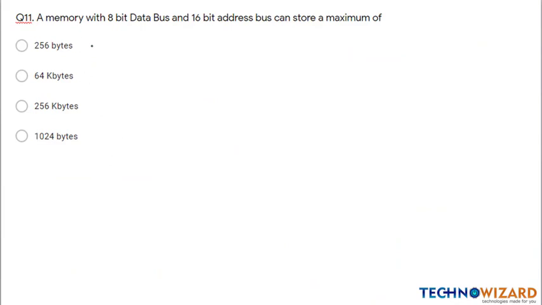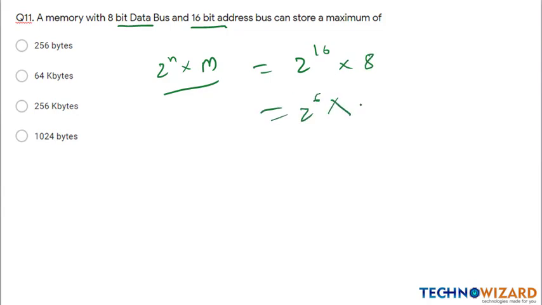Next, a memory with an 8-bit data bus and 16-bit address bus. To find the memory, we know that the formula is 2 raised to n into m, where n is the number of address lines. That is 2 raised to power 16 into 8-bit data bus. We can write this as 2 raised to power 6 times 1024, that is 2 to the power 10, into 8. 2 to the power 6 is 64, and 1024 is taken as kilobyte, and 1 byte has 8 bits. Therefore, 64 KB is the answer.